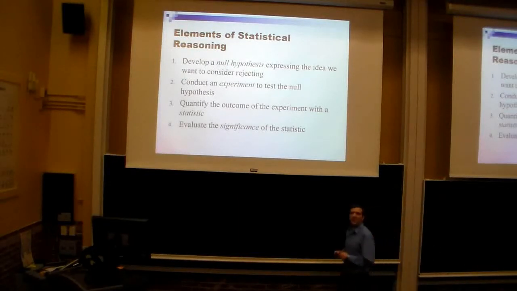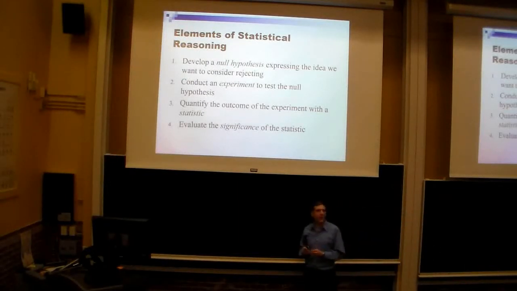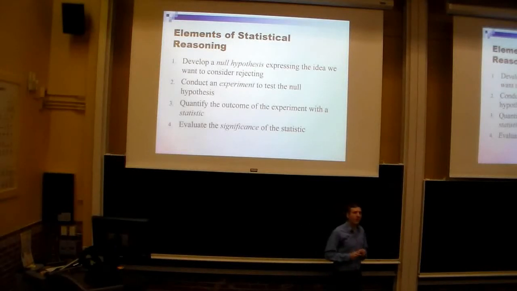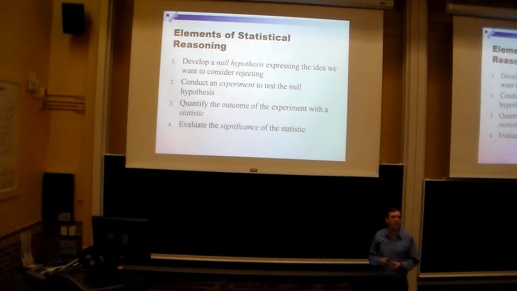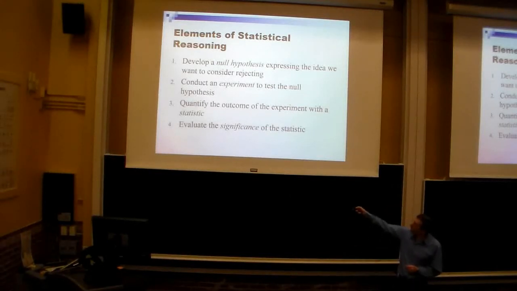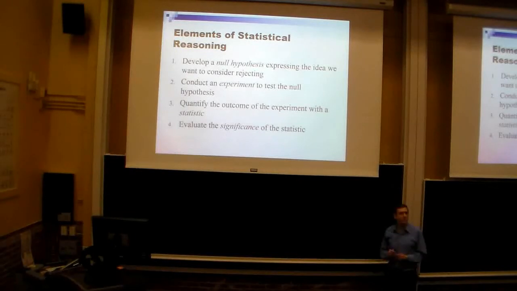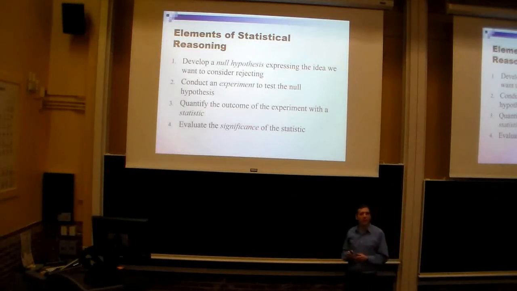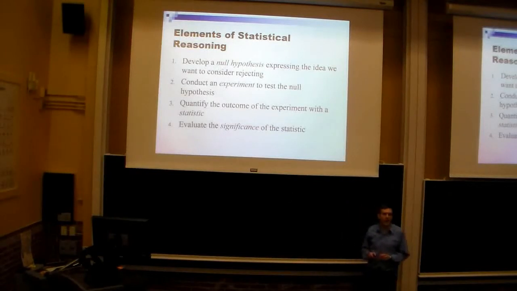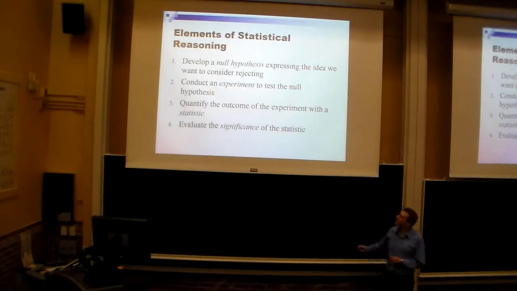A statistic is a number. It's a way of quantifying the outcome of the experiment, and depending on the value of that number, we can determine whether the data is plausibly consistent with the null hypothesis or not. Finally, we will have an assignment of significance to the statistic, and significance is the way we decide if that statistic value is plausibly consistent with the data. It's a way of asserting how unlikely the statistic value would be if the null hypothesis were true.